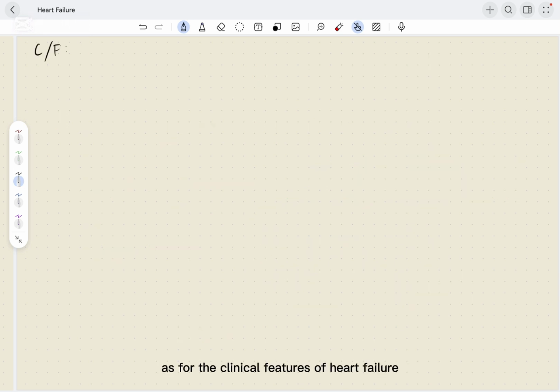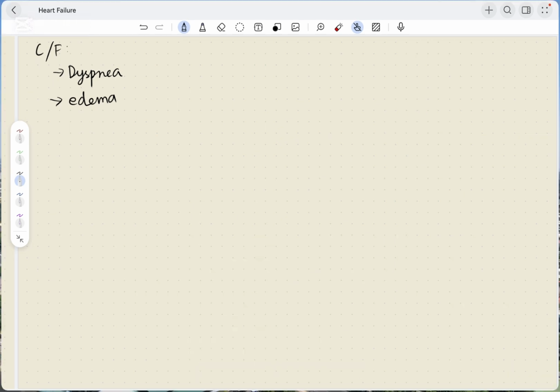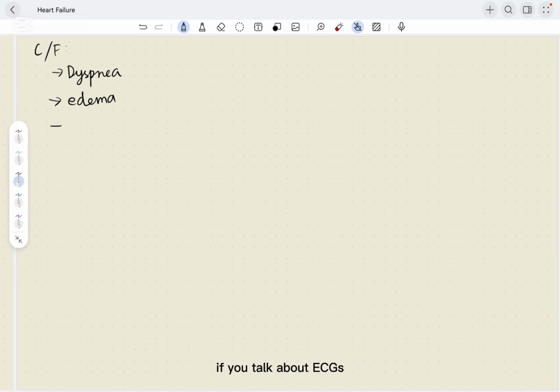As for the clinical features of heart failure, we know that the most common symptom is actually dyspnea. And as for the most common physical examination finding, it is peripheral edema. There are other findings also like jugular venous distension, rales, S3, murmur. If we talk about ECGs, then the most common precipitant arrhythmia is AF.